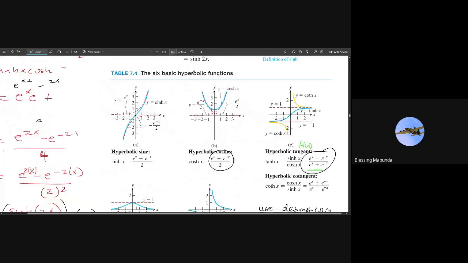So if we go back here, you can see that if you've got two electrical poles here for a wire or cable that hangs in this manner, you can use cosh x to describe it.